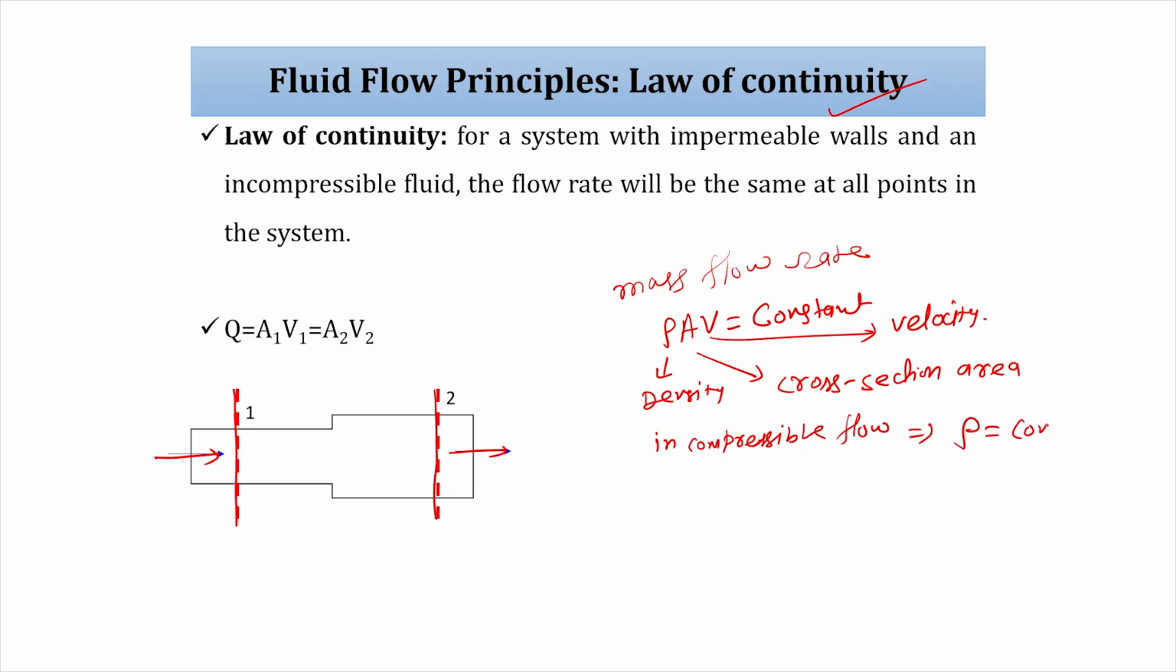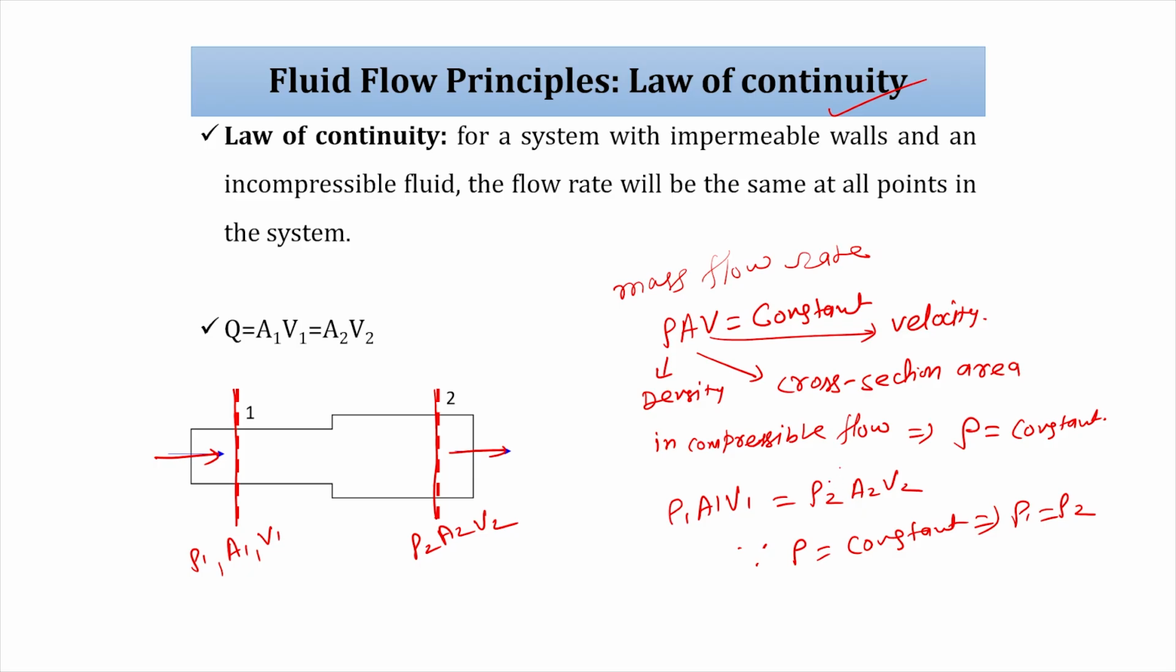Rho is constant. So at given points 1 and 2, rho 1 A1 V1 equals rho 2 A2 V2, since rho is constant. So rho 1 equals rho 2, we can write that and it will convert into flow rate: A1 V1 equals A2 V2. It maintains the flow rate at every place, so A1 V1 should be equal to A2 V2. This is the law of continuity.